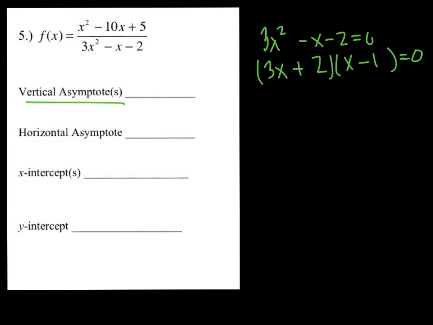So we'll get x equals negative 2/3, and positive 1. Okay, so 2 vertical asymptotes, that's good.